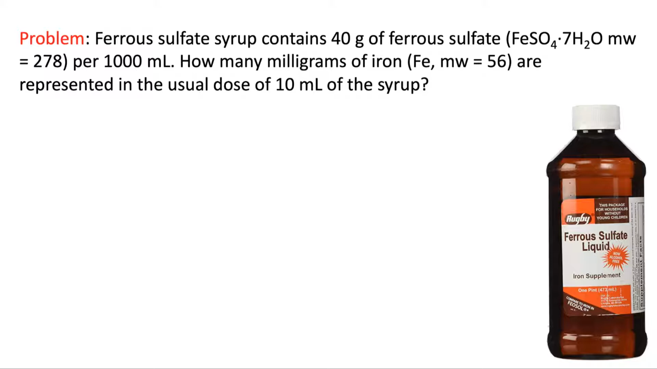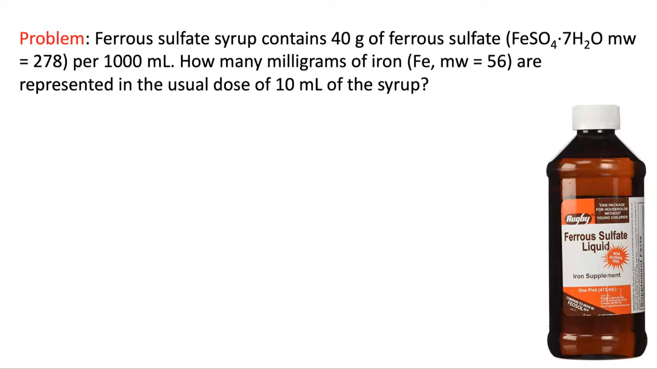So we have a concentration expressed in ferrous sulfate per milliliter, but we want to know how many milligrams of elemental iron essentially are in the dose of 10 milliliters. So we have to go from ferrous sulfate to elemental iron. Okay? So with all of these questions, we'll use this to highlight this procedure.